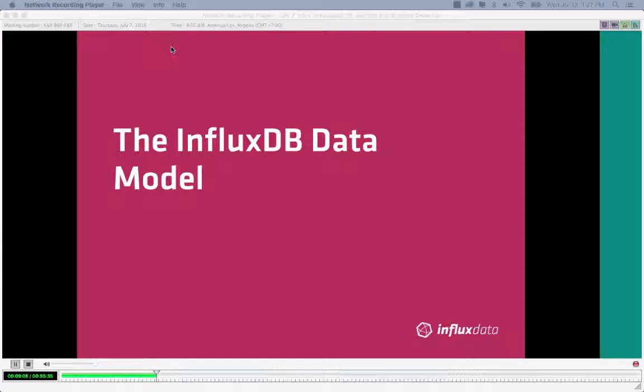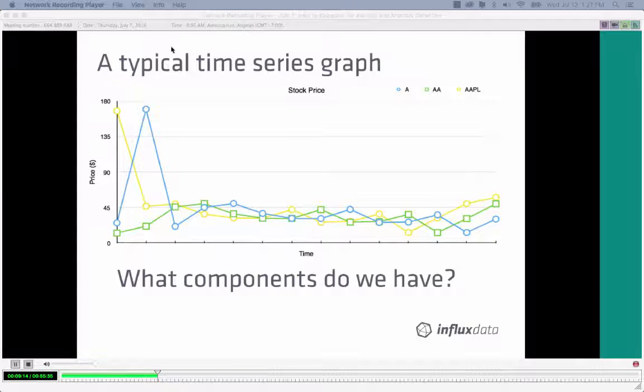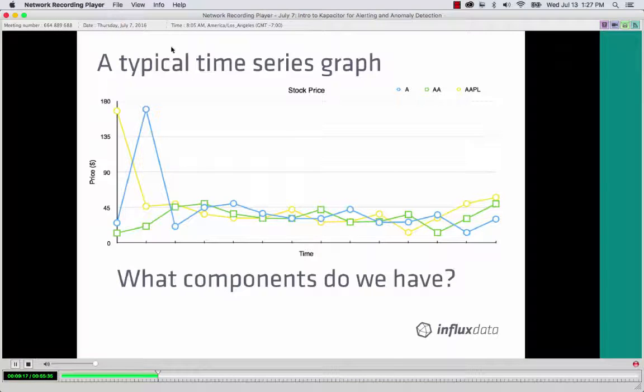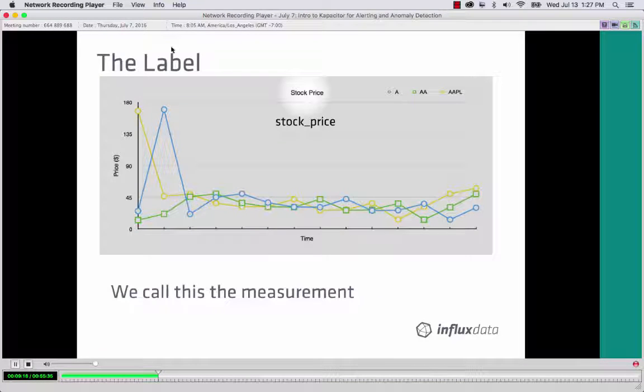And with that, my marketing for the day is off, and we'll be hopping into a quick overview of the InfluxDB data model, just so everybody's familiar with some of the terms that we'll be using. So we've got a typical time series graph here, and the question is, what components do we have? Up at the top, we have the label. This is called the measurement. In this case, the measurement is called stock price. The measurement is the high-level grouping for all of the data beneath it.